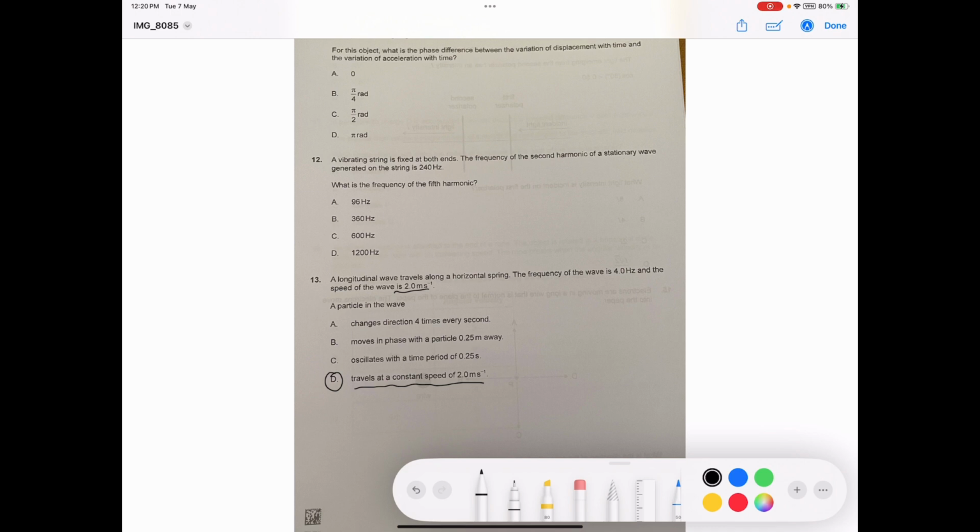we look at the frequency. The frequency is equal to 4 Hertz. Therefore, the time period must be equal to 1 over 4, so that's equal to 0.25. So it seems to me C is a possibility as well. So I can only say I don't know what the answer to this question is. It could be C, could be D.